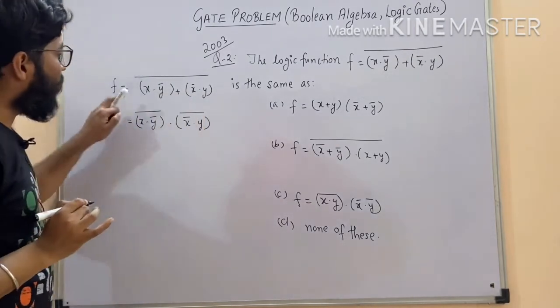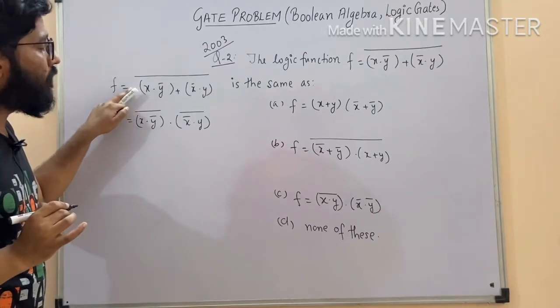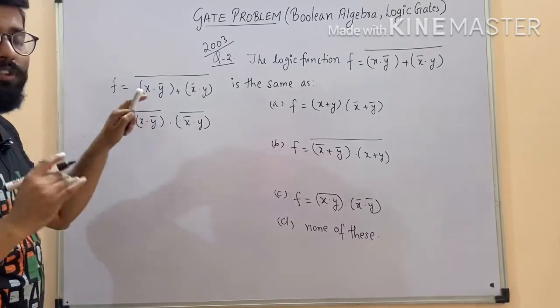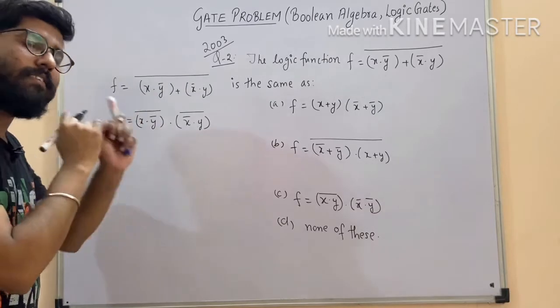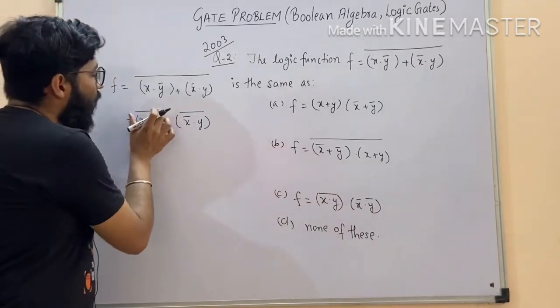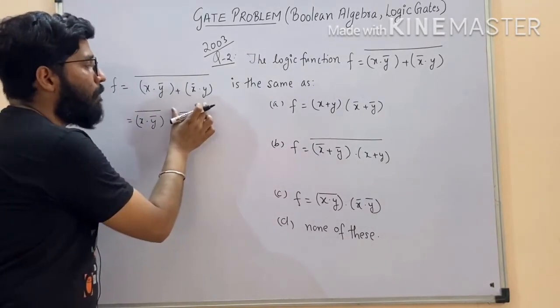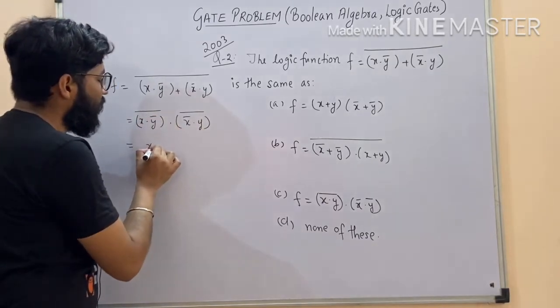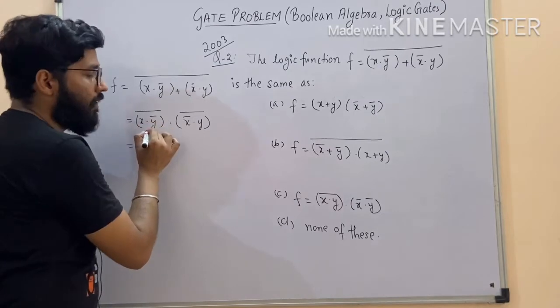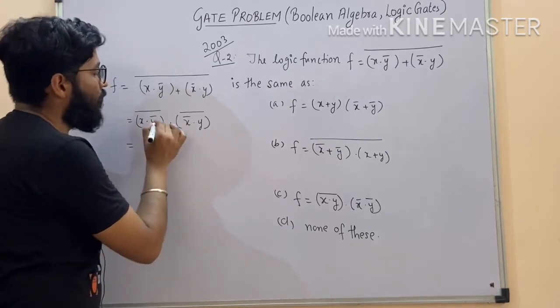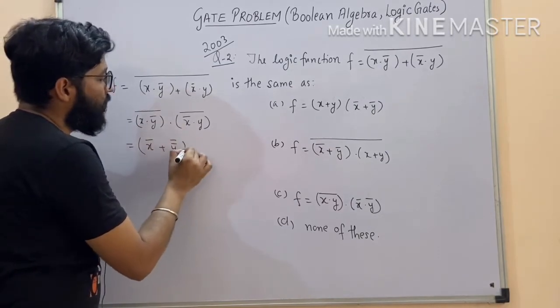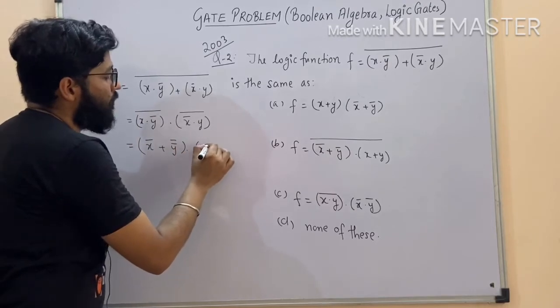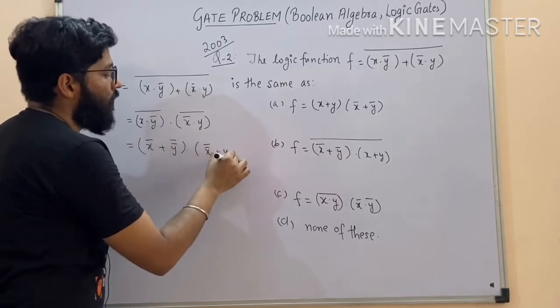Okay, we have applied De Morgan's theorem. De Morgan's theorem states that if you break the line, you have to change the sign. Now you have to apply De Morgan's here and here. So if you break the line and change the sign, this sign becomes plus, and y complement dot x complement, the complement plus y complement.